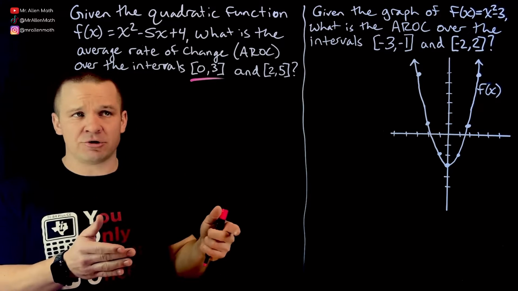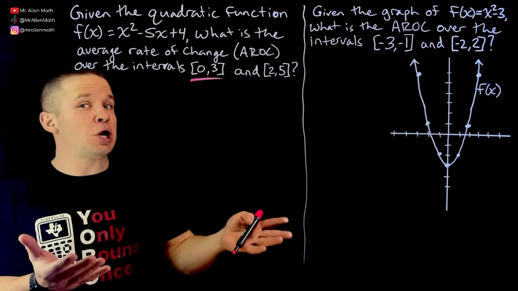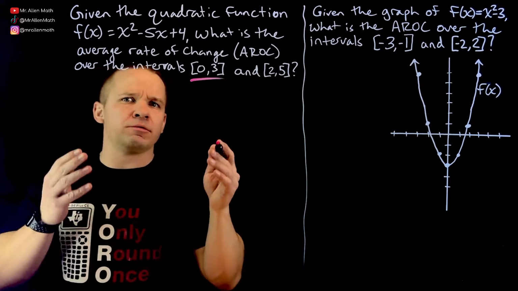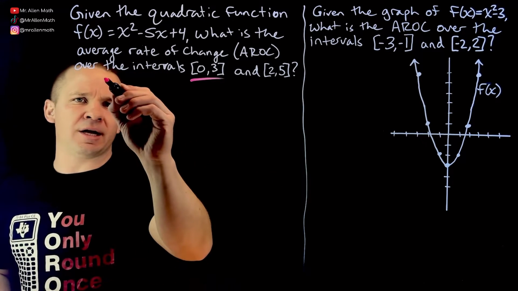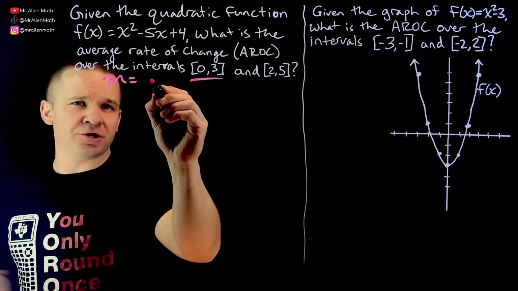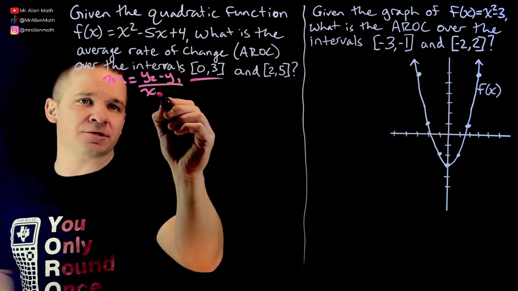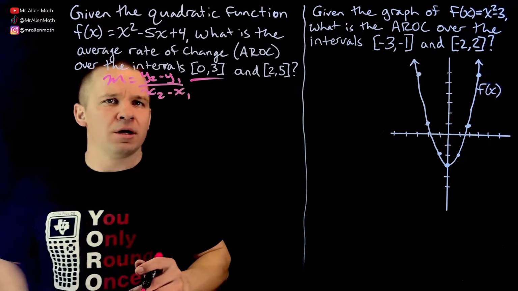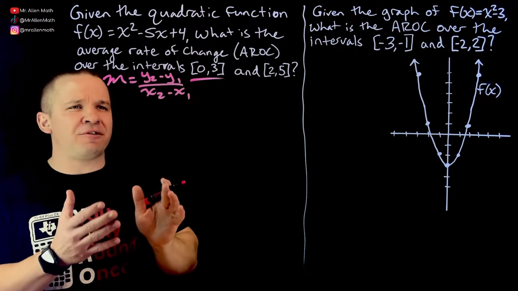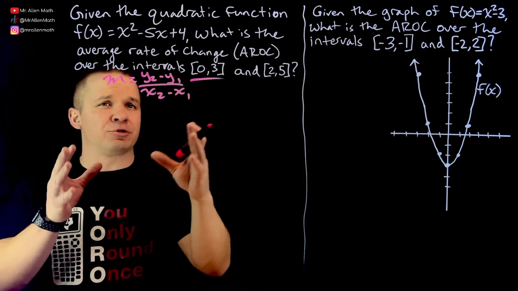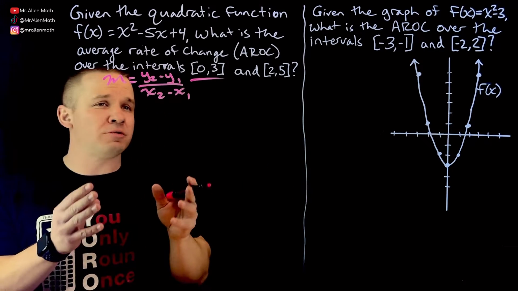So average rate of change is another way of saying slope. I know my slope formula is change in y, or y2 minus y1, over my change in x, x2 minus x1. And you could go through it that way, but I find it very helpful to actually write down our average rate of change formula in function notation.